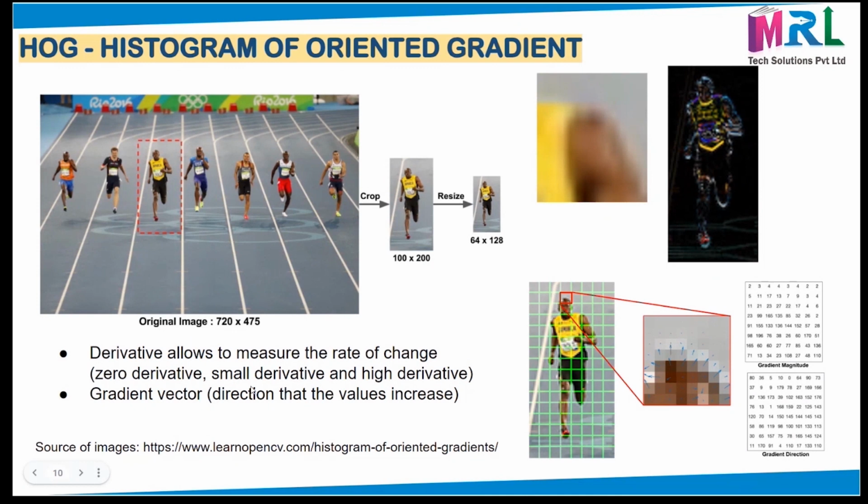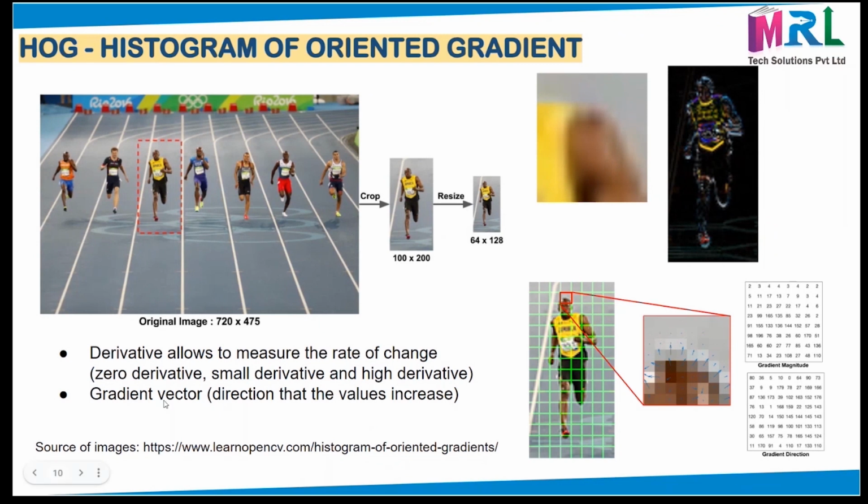When you apply the derivative, the histogram basically works based on the derivative functions. You will have different types of values, either zero, small, or high. So what that means is it is representing the variations of the colors.